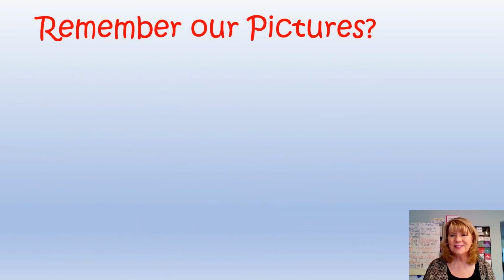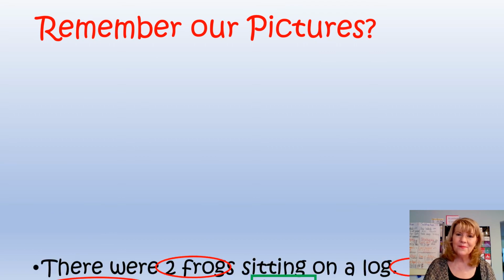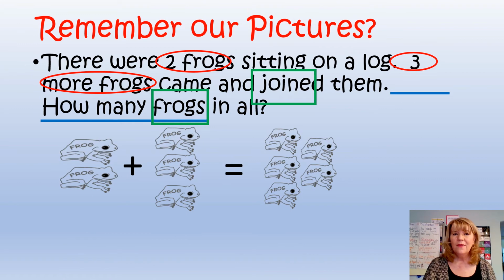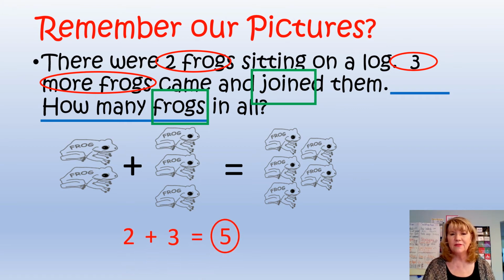Remember our pictures? Let's go back to them. We had our story problem. We drew 2 frogs plus 3 frogs equaled 5 frogs. Well, this is not finished until we write an equation. So 2 plus 3 equals 5, and we circled the answer.